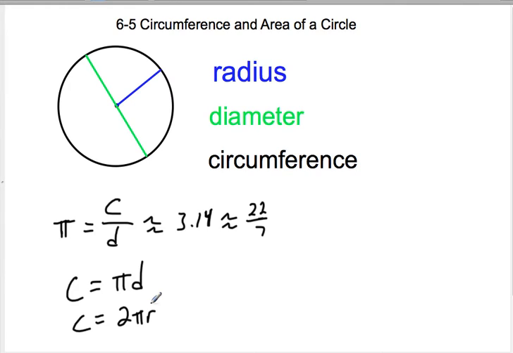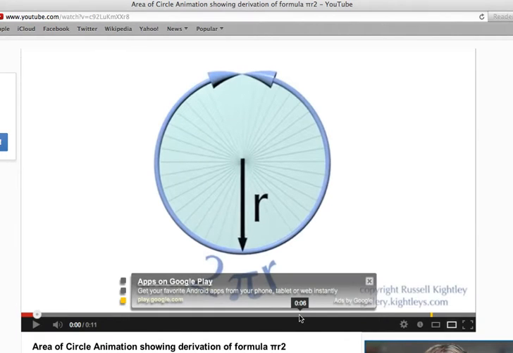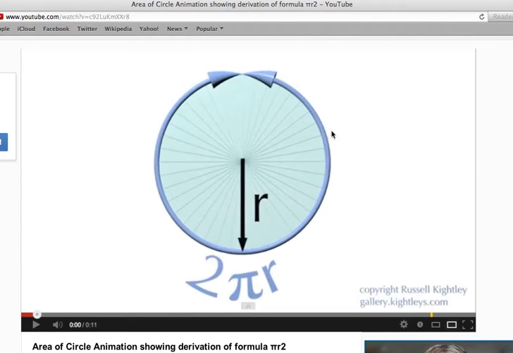So all of the area formulas that we've used this chapter have been derived from the formula for the area of a rectangle. And strangely enough, the area of a circle can also be derived from the area of a rectangle. So I looked online and I found this YouTube video by Russell Kitely. And what we see here is this circle, and the circumference is shown, 2 pi r is the one he used. And then we also have the radius here in black.